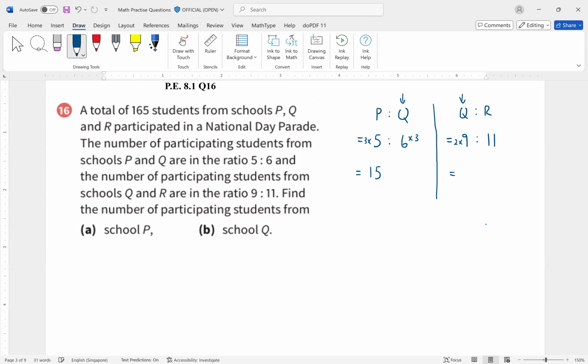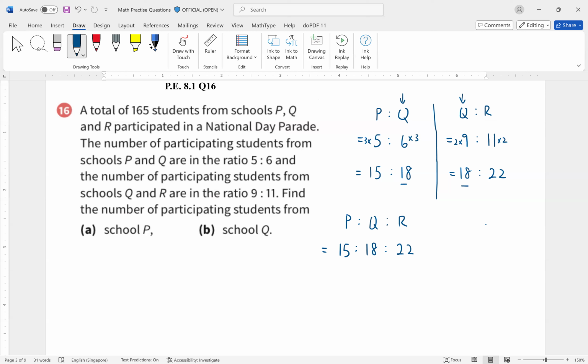If we multiply the 6 by 3, we need to multiply the 5 by 3 as well. So now we have 15:18. Then over here, we multiply the 11 by 2 as well, so we will have 18:22. Now that this number is the same, we can combine the two ratios as one. So we have a ratio of three quantities. P to Q to R will now be 15 to 18 to 22.